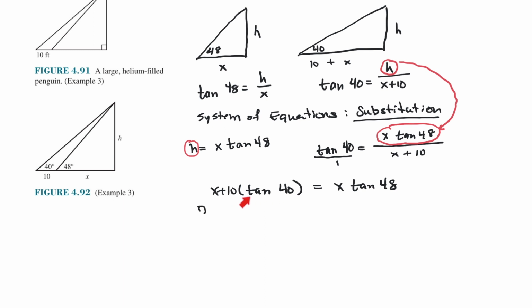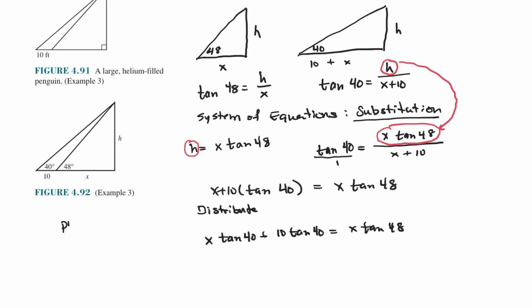I'm going to need to distribute here. And it might be helpful at this point, instead of writing tangent of 40 and tangent of 48, to convert these values into decimals. I'm going to do that in the next step. But just to show you what's going to happen, we're going to multiply tangent of 40 times x, tangent of 40 times 10. I'm just distributing this value, and then obviously that one just comes down.